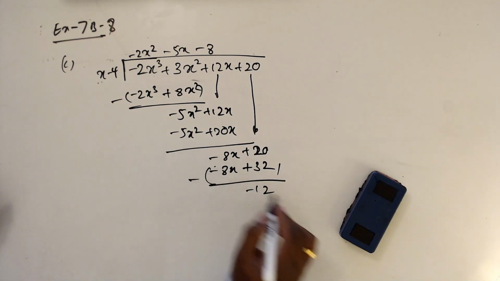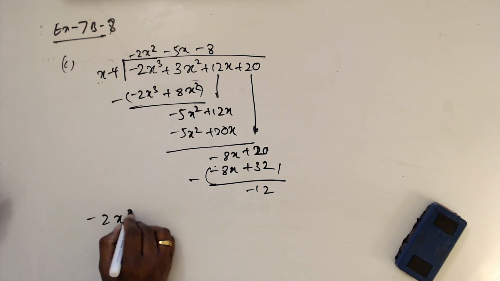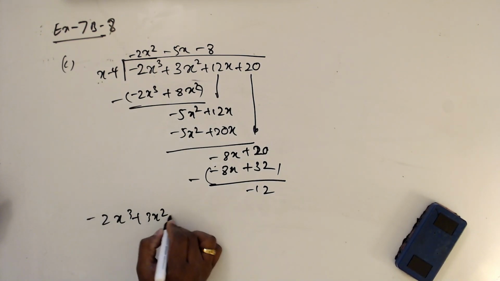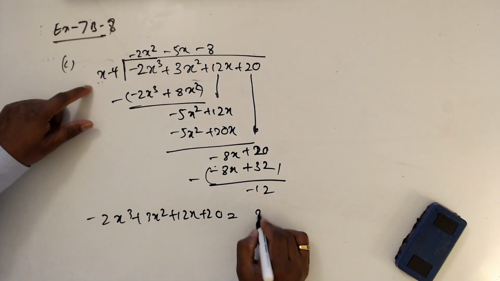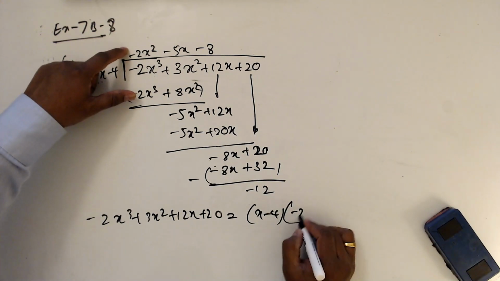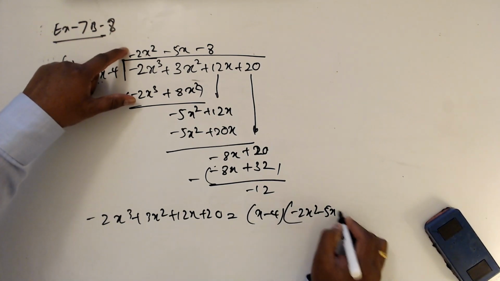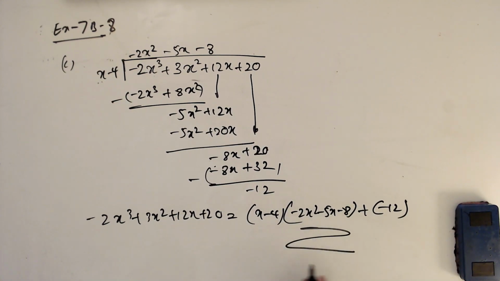12 when you minus, so you can write minus 2x cubed plus 3x square plus 12x plus 20, and divisor is going to be x minus 4 and quotient is going to be minus 2x square minus 5x minus 8 and the remainder is minus 12.